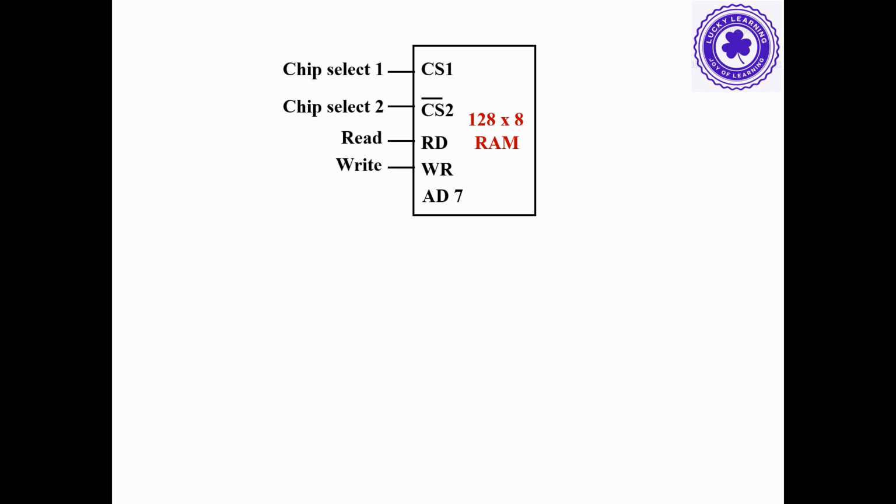Now look at this 128 by 8 RAM. It has these control inputs, chip select 1 and chip select 2 complement. It requires 1 0 to select this RAM, otherwise the RAM will go into the high impedance state. There is a read write control signal, and a 7-bit address is required because there are totally 128 words, which is 2 power 7. It uses an 8-bit data bus because each word has 8 bits.